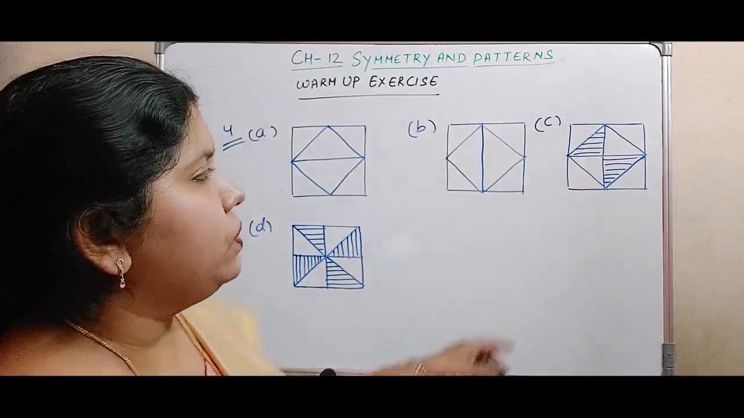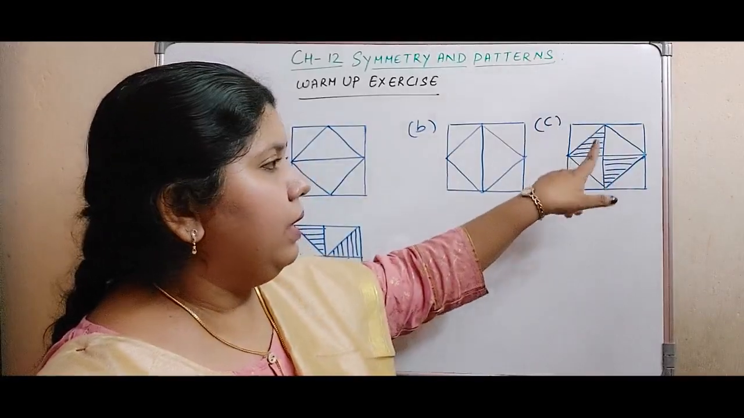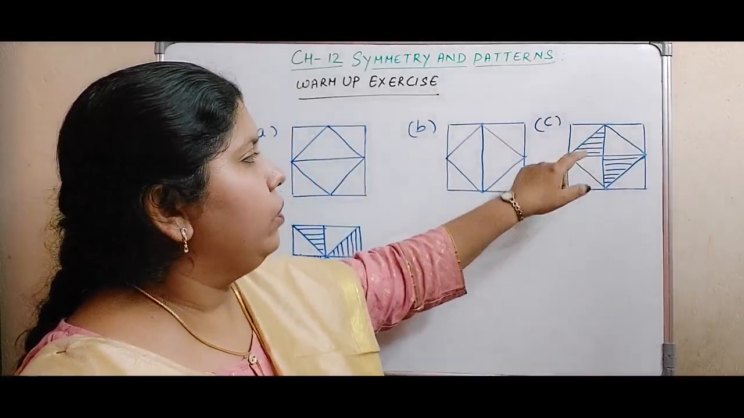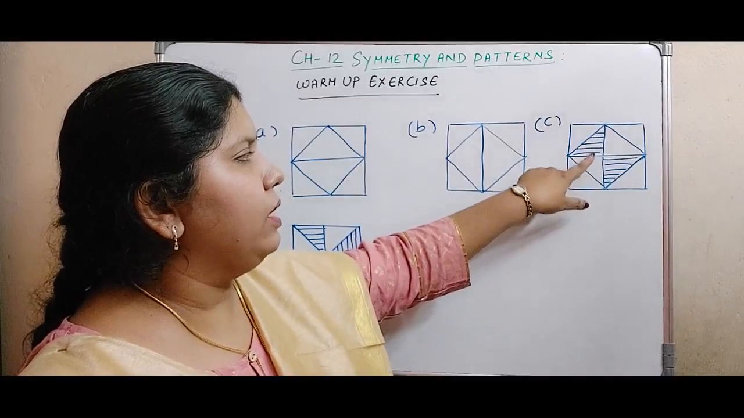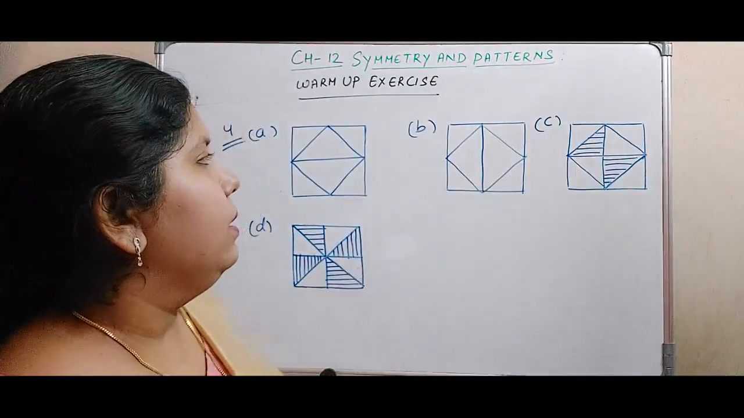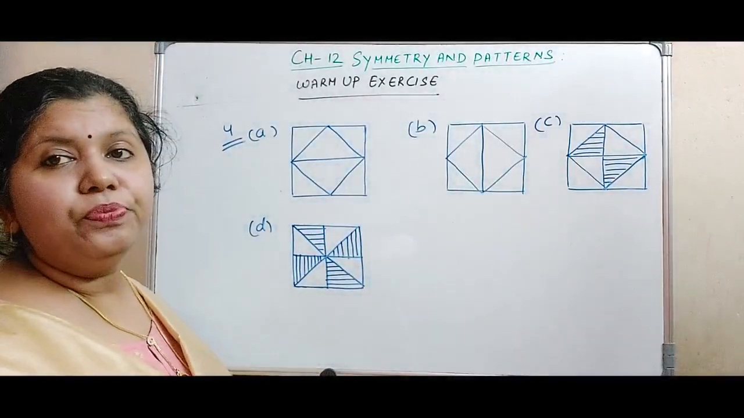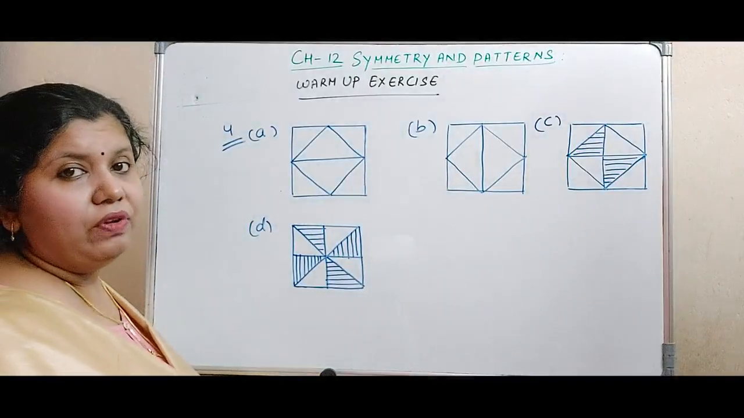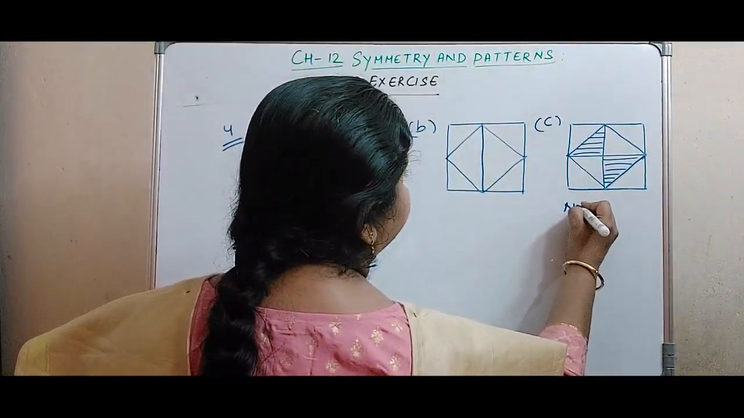Okay, next you come to the third one. In third one you see this part is shaded and this part is shaded, but this shading part is not matching, it is not overlapping with this shading part. So that is why figure C is not having a line of symmetry. So we can say no line of symmetry here.